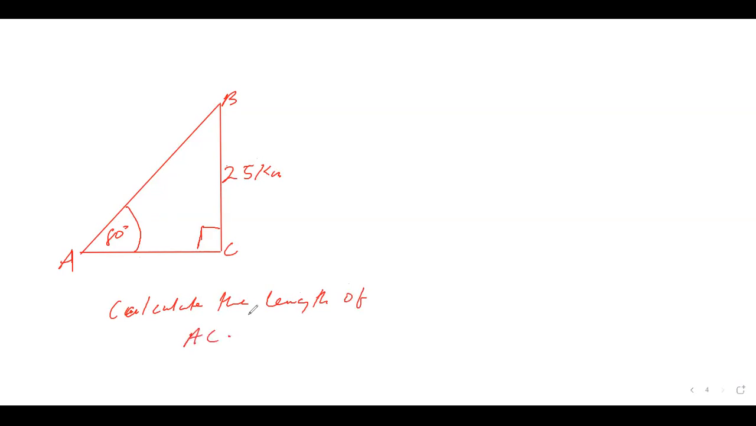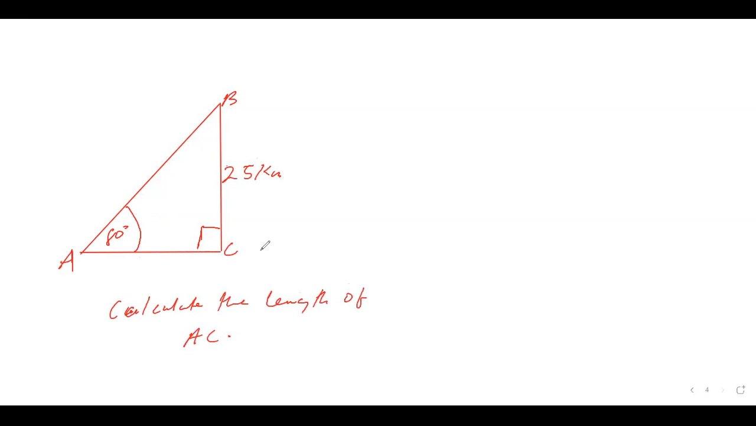All right, so let's assume that this side is the right angle here. This side is A, B, and C, right? And I give you here, let's say, 80 degrees, then I give you here 25 kilometers. I say, calculate the length of AC. All right.